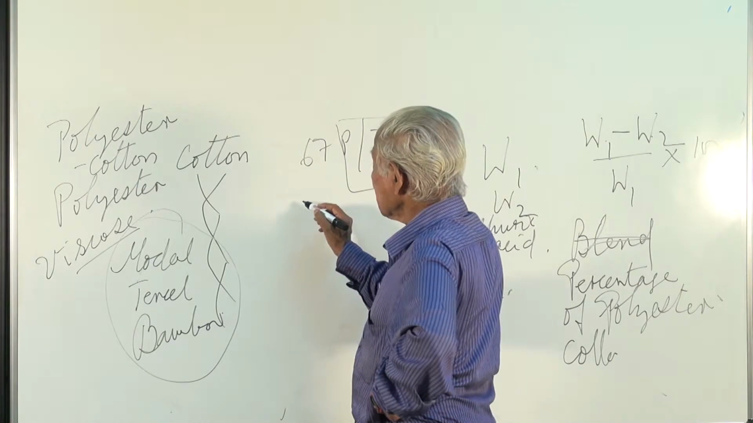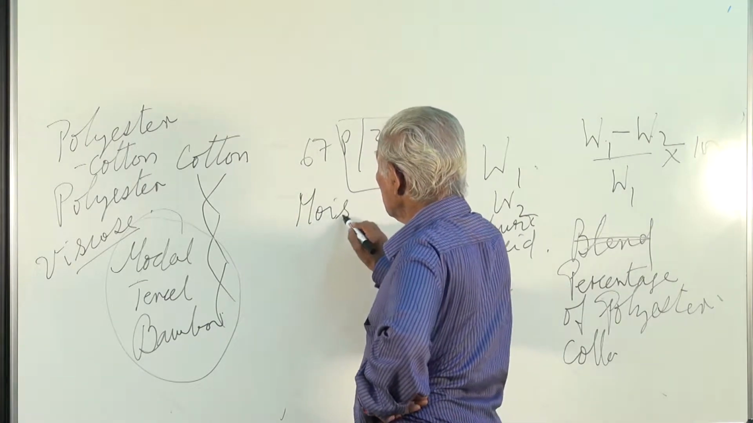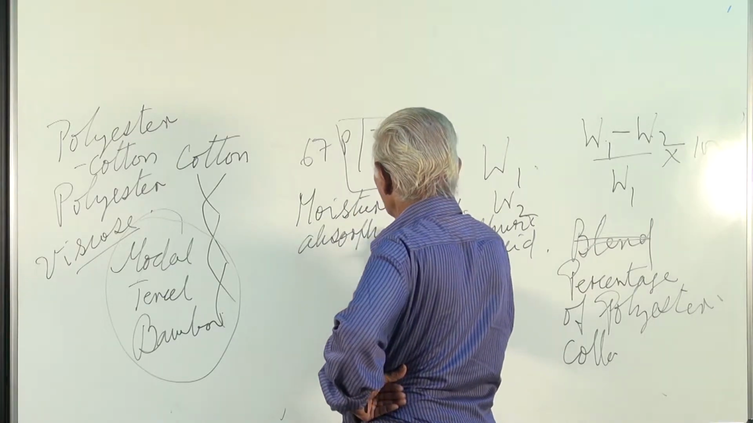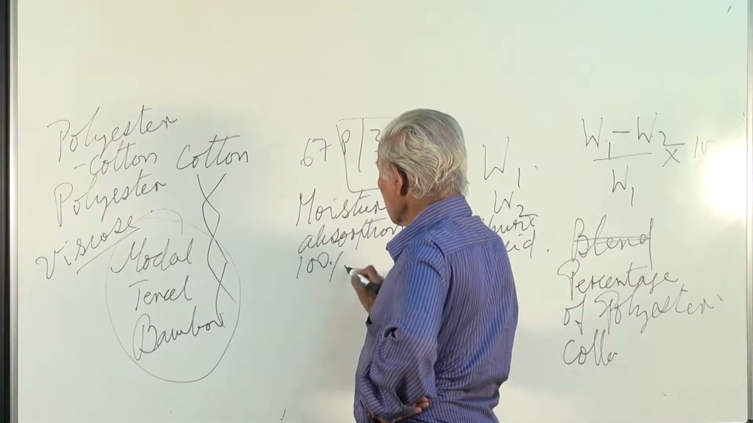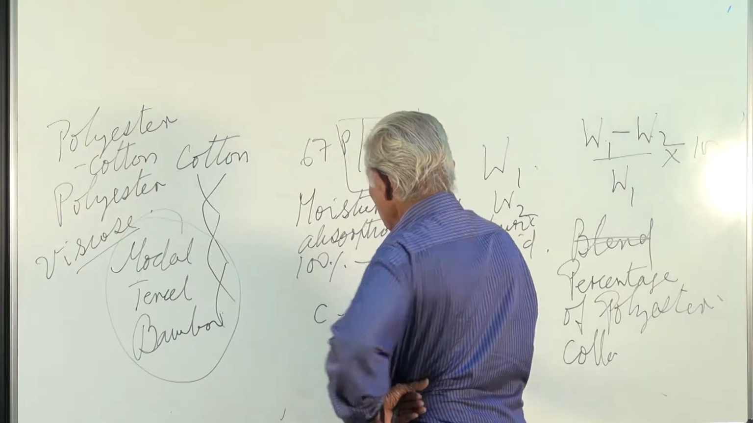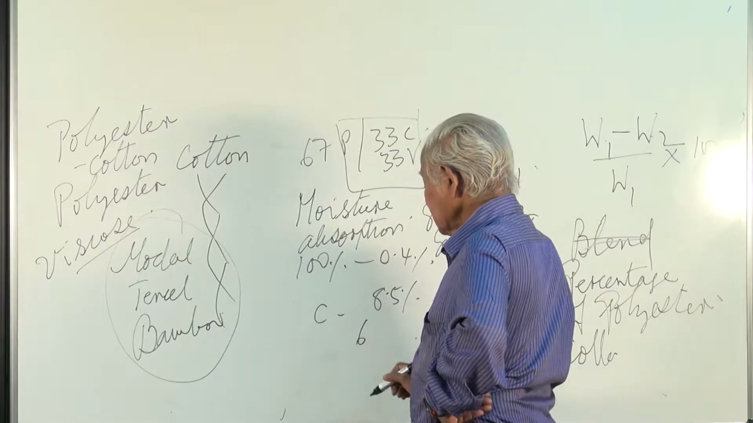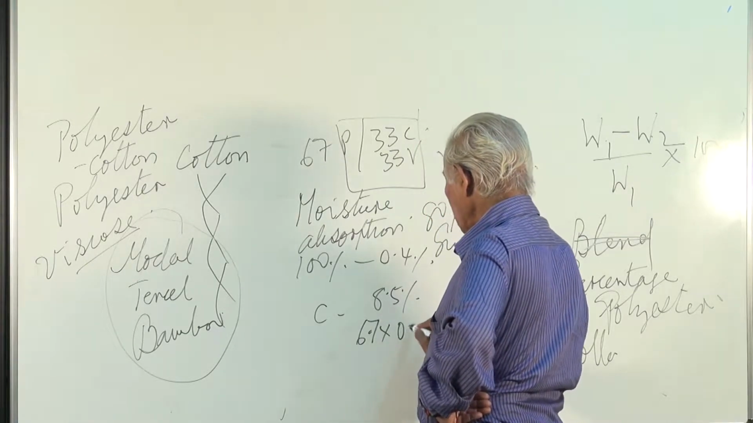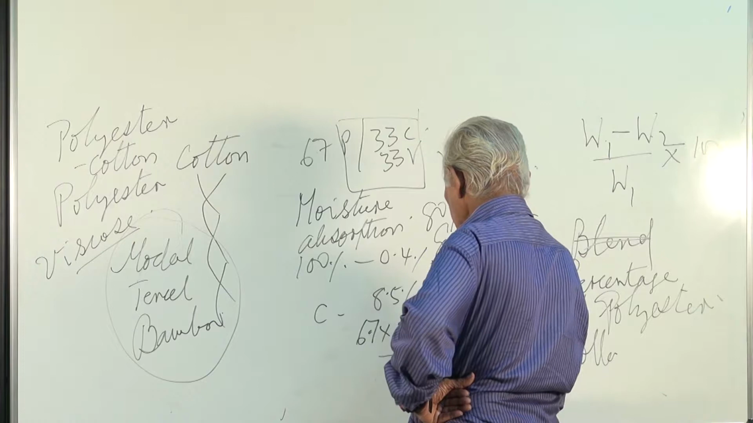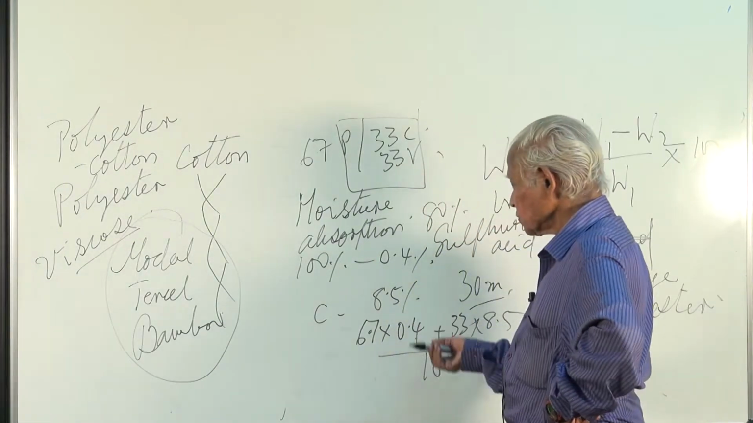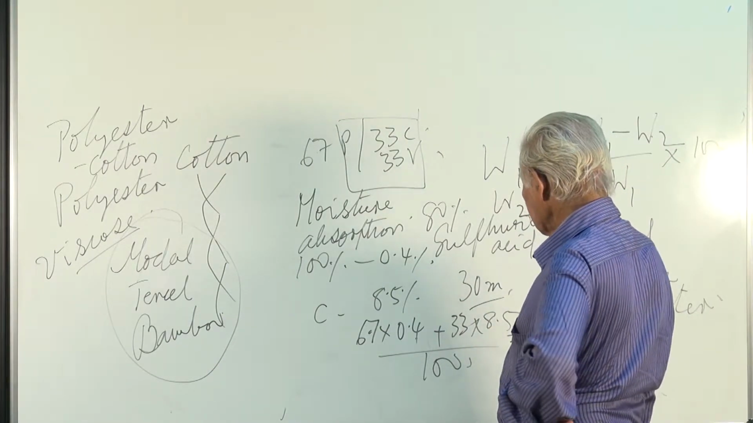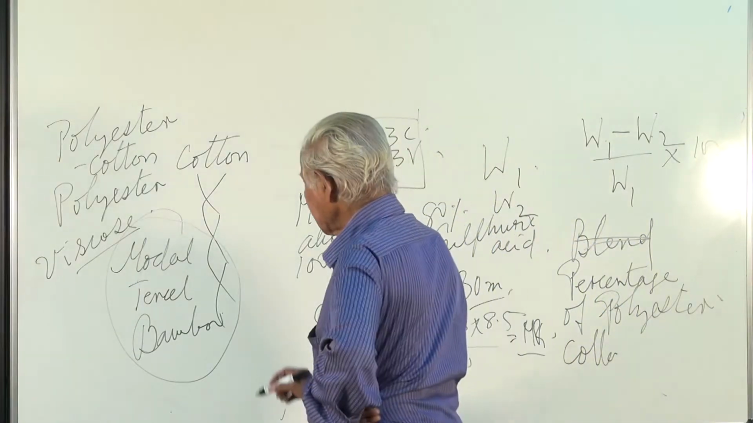And blend composition also can be determined by measuring the moisture absorption. Now 100% polyester, the moisture regain is 0.4%. For cotton it is 8.5%. So if it is 67-33, we can take the weighted average: 67 into 0.4 plus 33 into 8.5 divided by 100 will give you the moisture regain of 6.733%. Now for this, a very simple method has been developed.